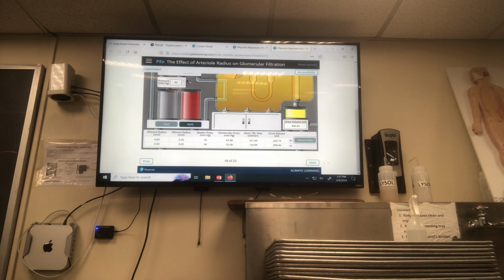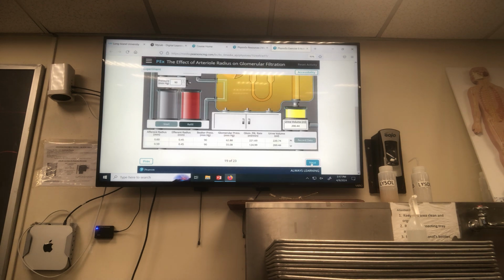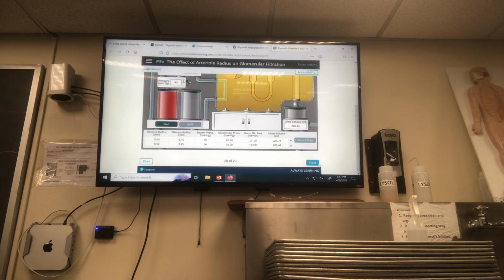So now let's move on to the next step, which is note the glomerular capillary pressure and the glomerular filtration rate displays and select record data. We did that. Let's refill, so replenish the source beaker and prepare the nephron for the next run.